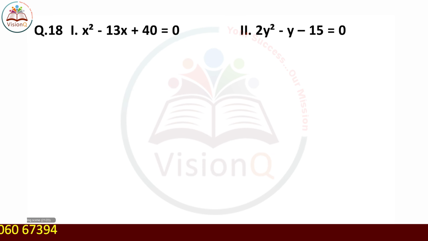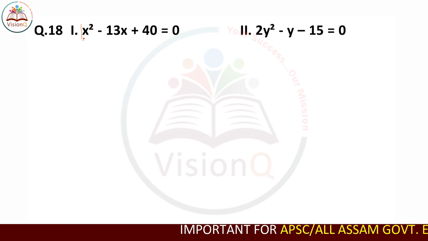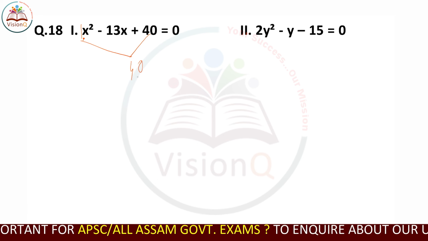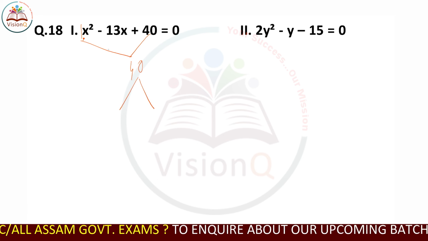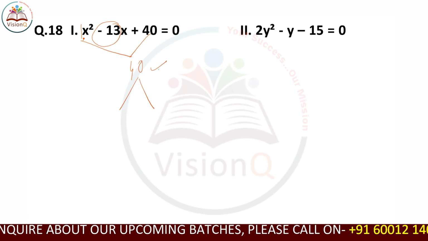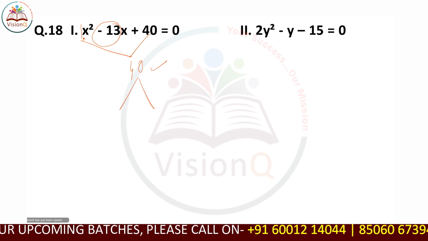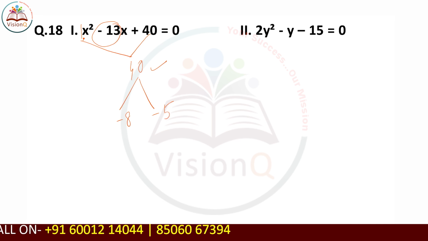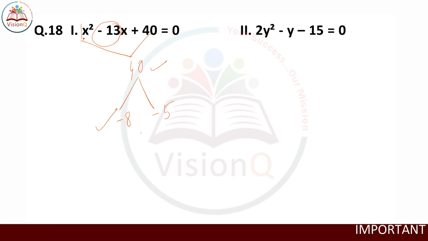So next will be question number 18. In this equation, I have to find out the values of x and y. First multiply a and c. It becomes 40. I have to break 40 into two numbers so that the sum of these numbers is b, which is minus 13, and the product is 40. So how to break 40? I have to break it as minus 8 and minus 5. Minus 8 and minus 5 is minus 13, and minus 8 into minus 5 is plus 40. So this is the most important step, how to break.